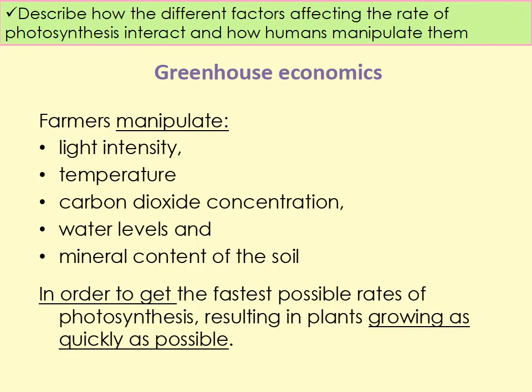Now that we have a greenhouse, it's much easier to control the conditions on the inside. Now, these factors can be manipulated to get the fastest rates of photosynthesis so plants can grow as quickly as possible by farmers who want to maximize the yield of the plants they are growing and get a number of benefits from doing so. Why is it important to control the temperature?